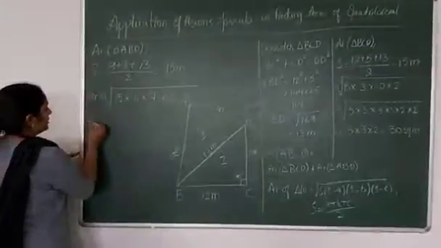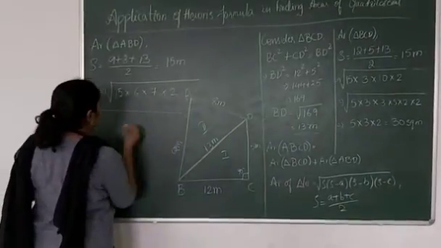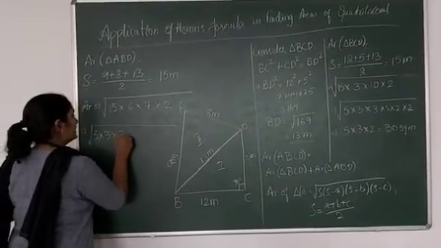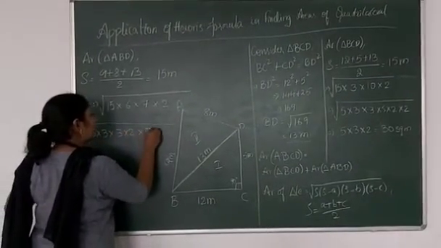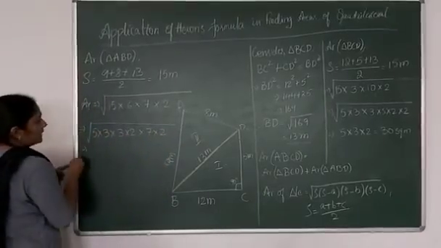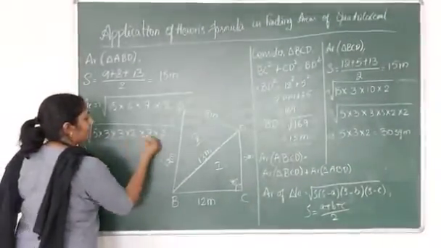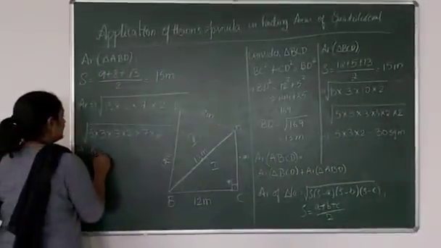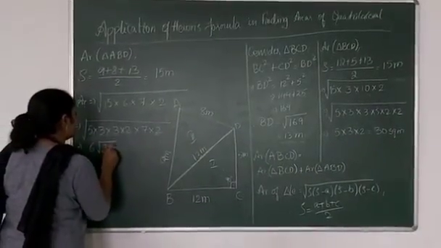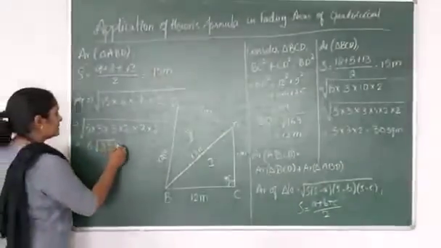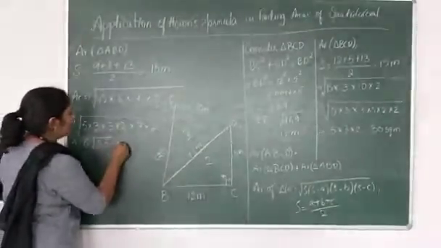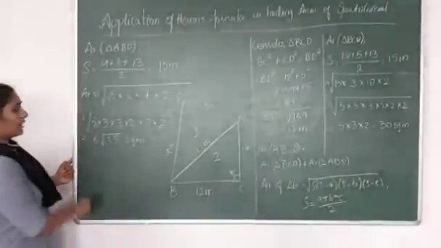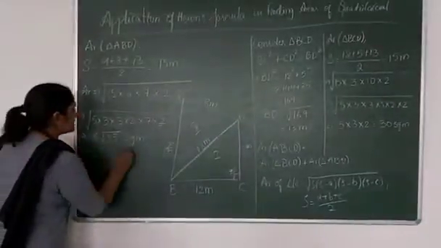Right? So now I will get this 5 into 3 into 3 into 2 into 7 into 2. Right? Now I have 3 square and 2 square and product of 5 and 7. So I'll get the square root of this entire thing as 6 root of 35 square meters.